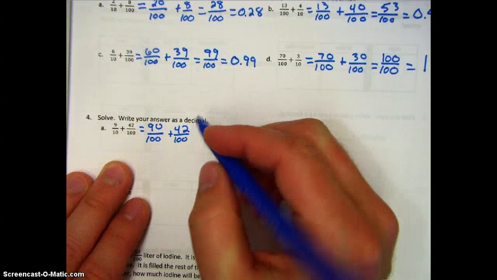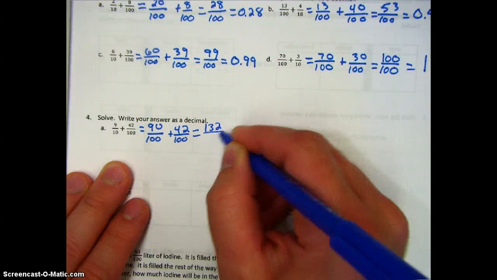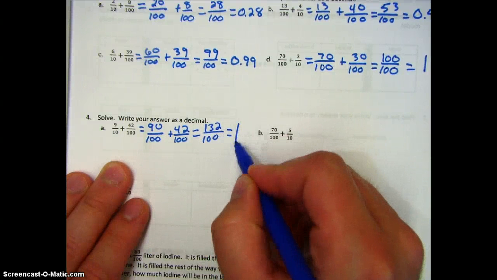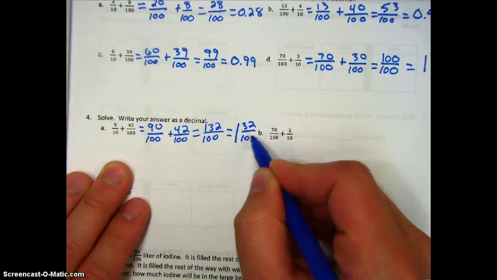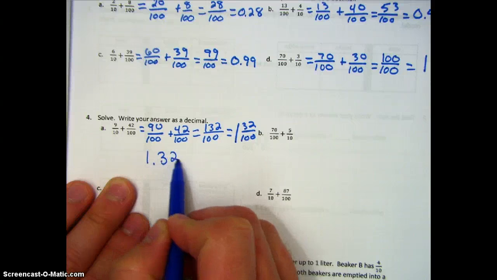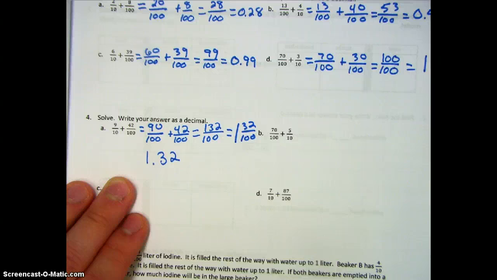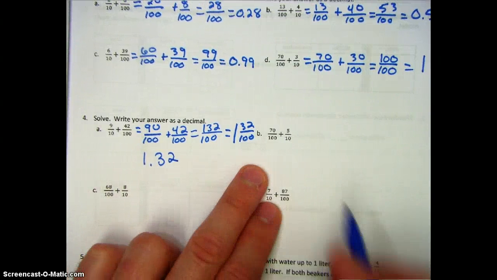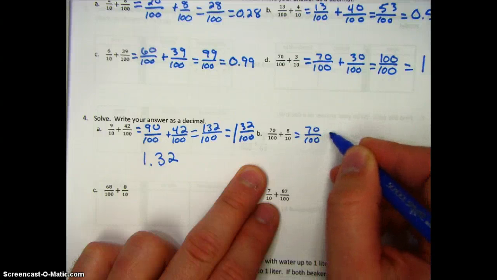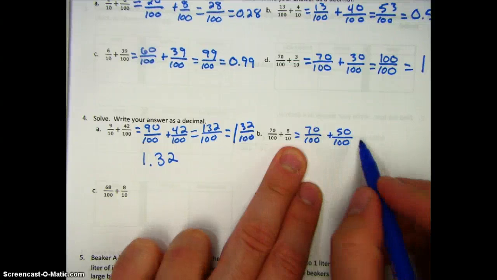Okay, one way, we can do 90 plus 42, which gets us 132 hundredths. Okay, which you know is 1 and 32 hundredths. And then written as a decimal would look like that. So there's your 132 hundredths, or 1 and 32 hundredths. Okay, moving on to letter B here, we have 70 hundredths plus 50 hundredths because of our 5 tenths.